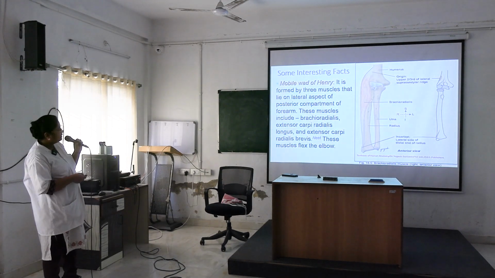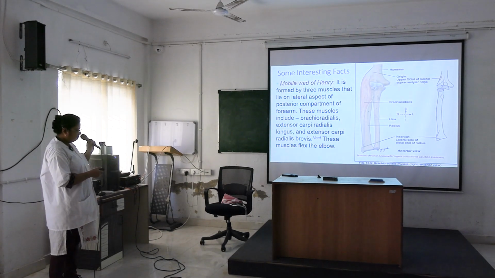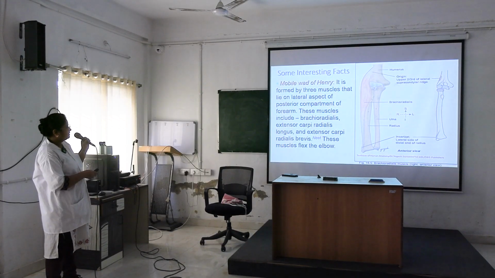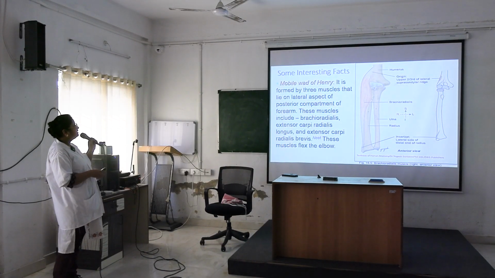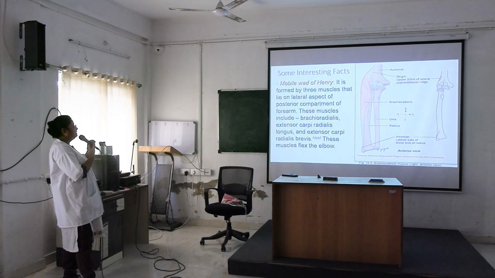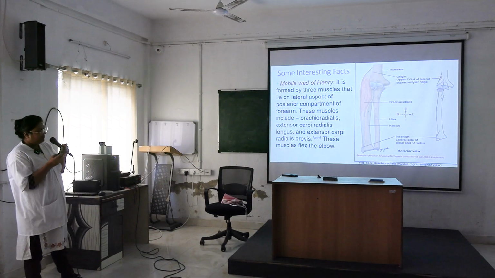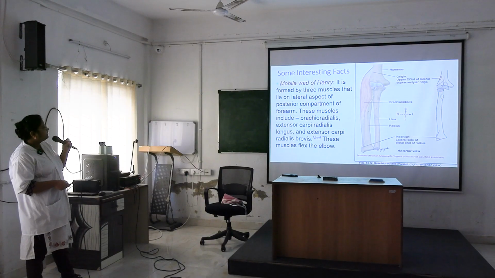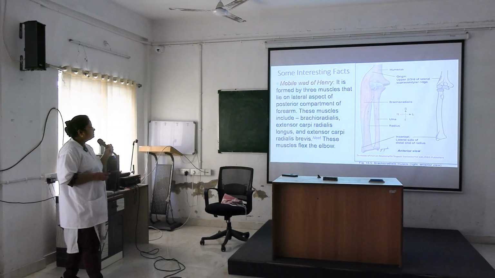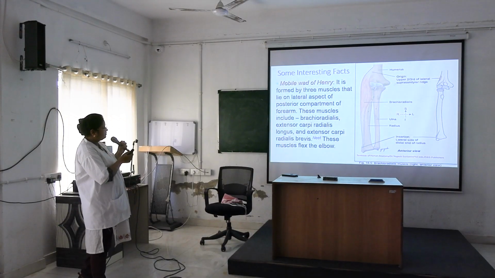Mobile wad of Henry. It is formed by three muscles that lie on the lateral aspect of the posterior compartment of forearm, and these muscles include the brachioradialis, extensor carpi radialis longus, extensor carpi radialis brevis, and these muscles flex the elbow joint.